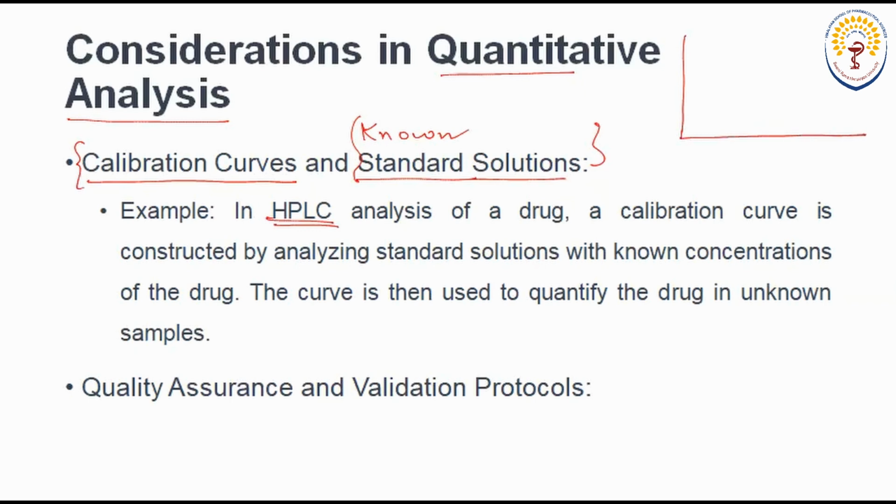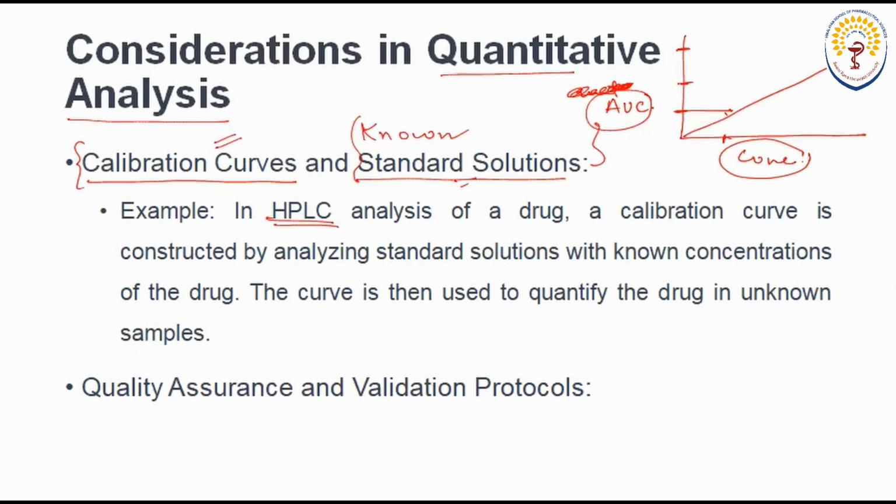Say on the x-axis you will have the concentration, and on the y-axis you will have, not the amount, but the area under the curve, like that. With the help of the standard solution, you know the concentration, and you know the signal, and with the help of this you will draw a graph. You know the concentration because this is your standard solution, and you know the AUC because you are doing it in your HPLC. Now you draw a graph.